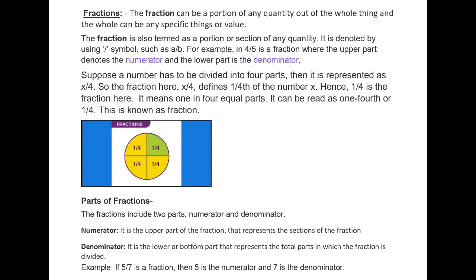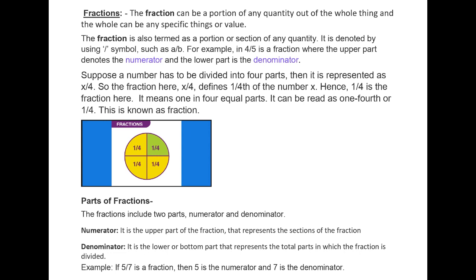4/5 is a fraction where the upper part denotes the numerator and the lower part is the denominator. Suppose a number has to be divided into 4 parts, then it is represented as x/4. So the fraction here, x/4, defines 1/4 of the number x. Hence, a quarter is the fraction here.